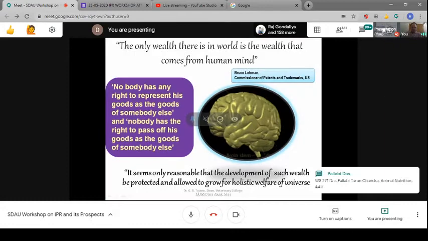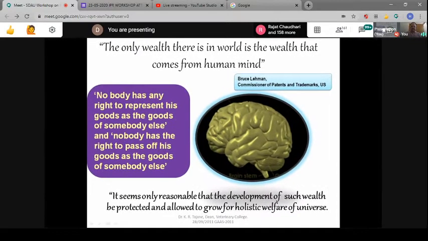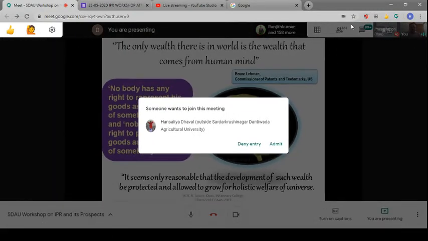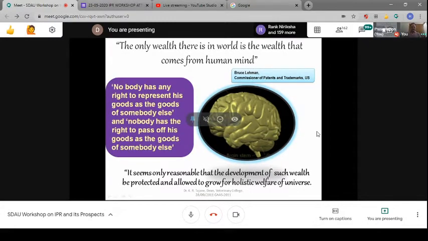Okay, so what is intellectual property? That is very important from our point of view to understand. Now you see, anything whatever you see in this world can be classified into two important parts, that is tangible and intangible.